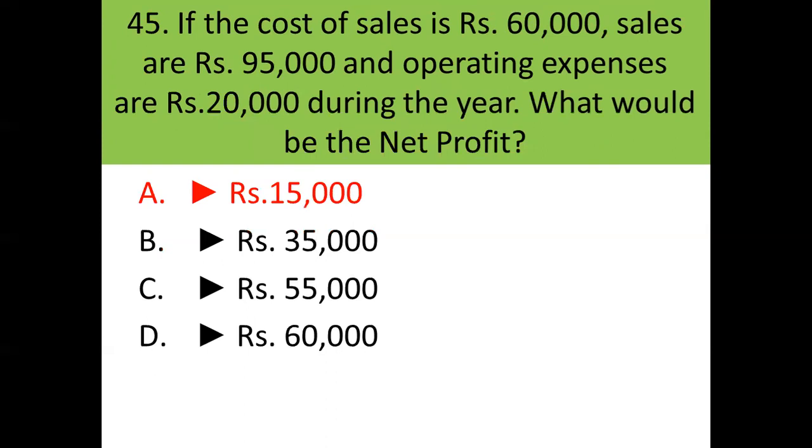If the cost of sales is 60,000, it is the same as the last one, but here we are asked to calculate the net profit. Here, for net profit, you take sales of 95,000 minus cost of sales of 60,000, and you get a gross profit of 35,000. Then we subtract operating expenses of 20,000, and we remain with a net profit of 15,000.